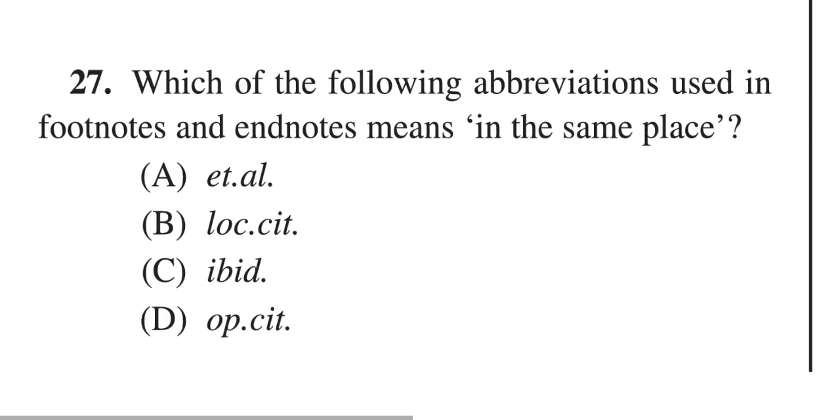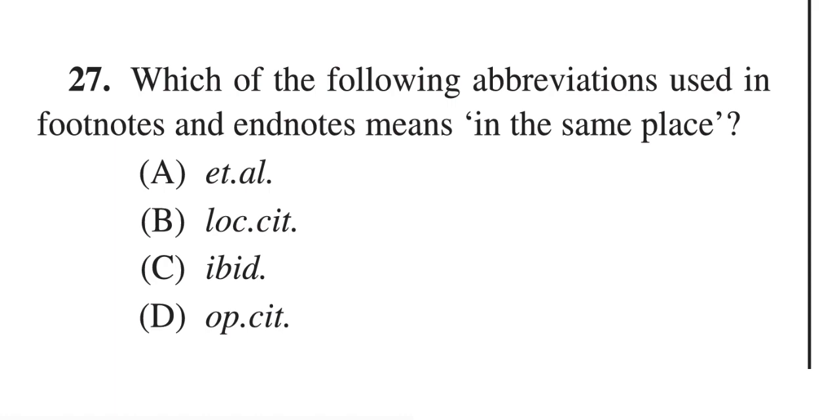It says, which of the following abbreviations used in footnotes and endnotes means in the same place? Footnotes and endnotes are related to research aptitude. It is used when you decide to write a research article or paper with the help of Word. Okay, Word you all know, where you type your article or research paper.